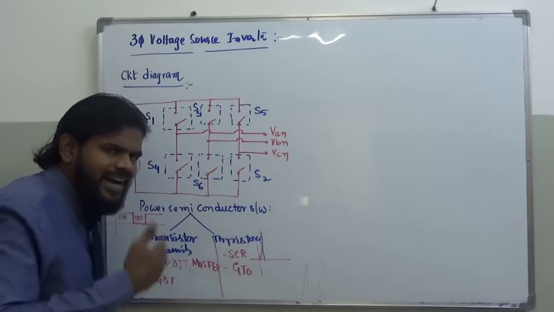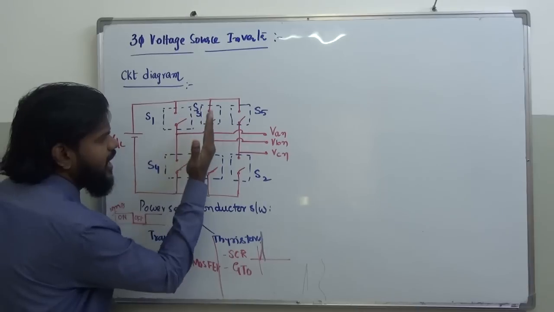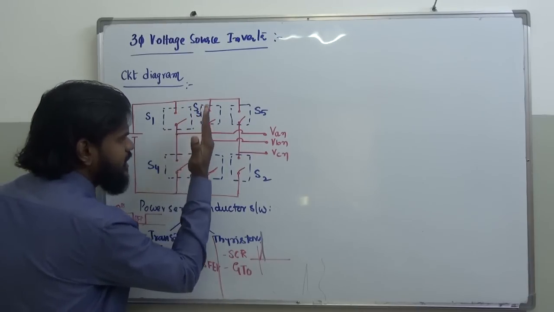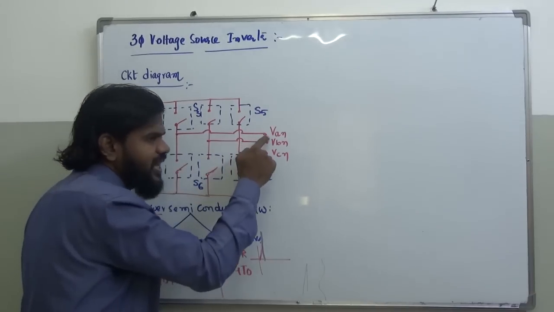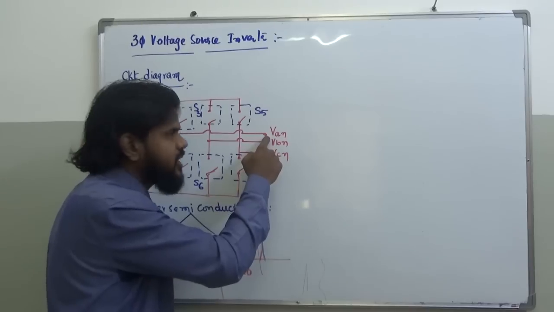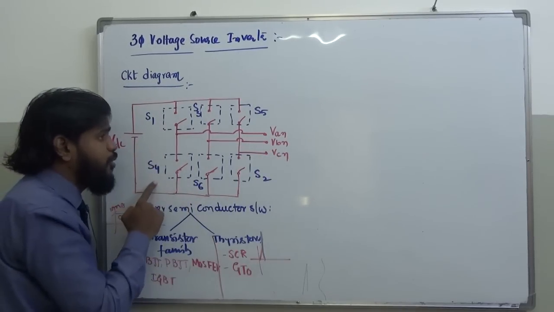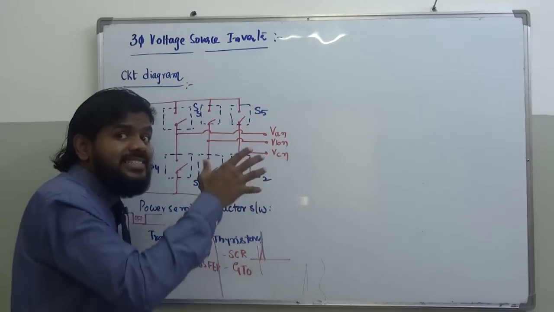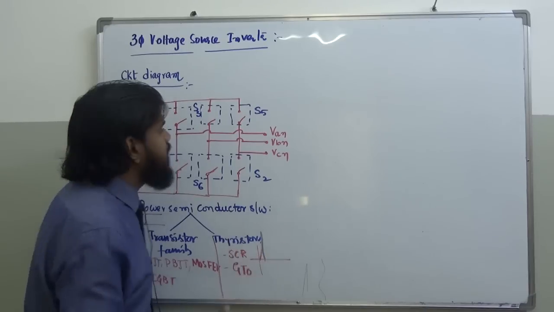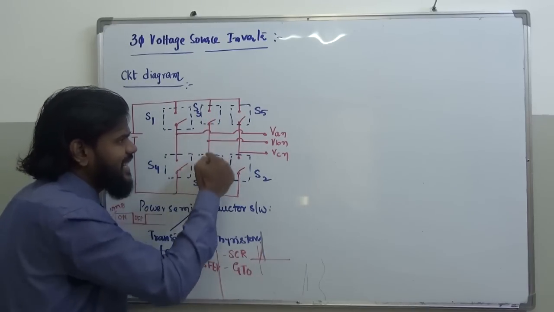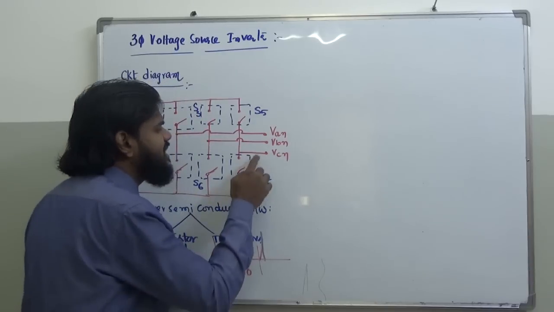Coming to additional discussion before I go to the working principle, there are 3 different legs. How many legs? Leg number 1, leg number 2 and leg number 3. Each leg is connected to its respective phase. So the first leg, comprising switch number 1 and 4, has its output considered as phase A, the second leg is taken out as VBN, and this is VCN.